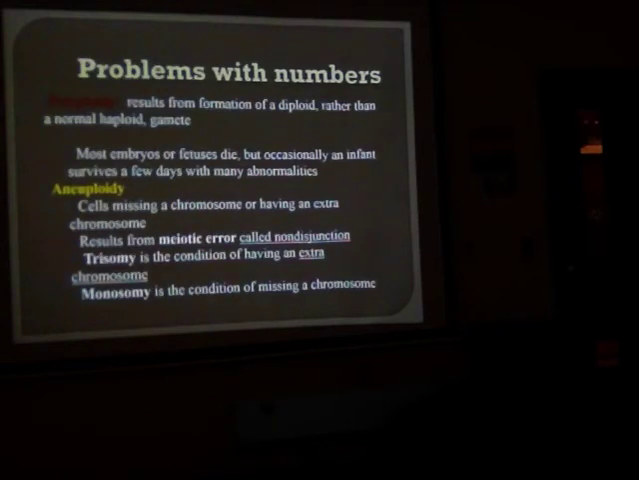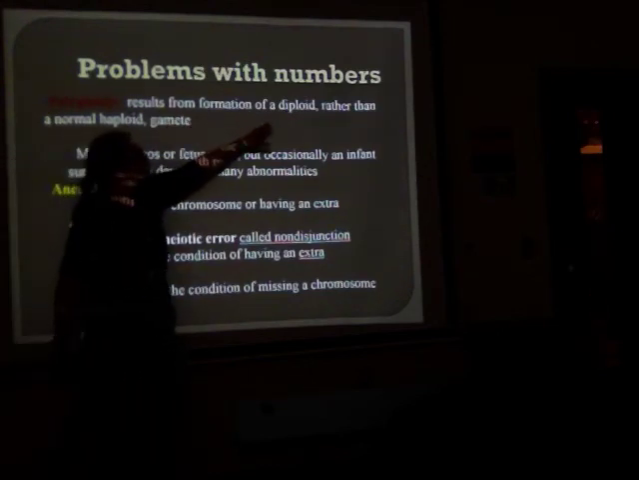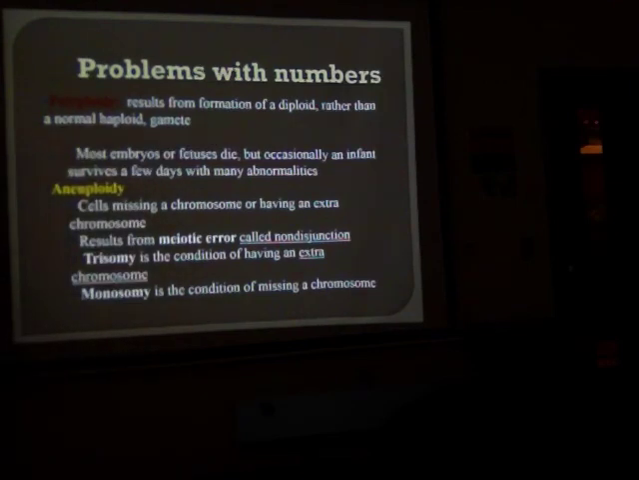All right, so I'll elaborate a little bit more here. Polyploidy results from formation of a diploid rather than a haploid gamete. So if for some reason the sperm or the eggs didn't complete meiosis, and you need to know that it could happen in either parent, then you're bringing in additional sets. If you didn't reduce your number and become haploid, we're going to become polyploid. Most embryos and fetuses will die. Occasionally they will survive, but there are a lot of abnormalities.